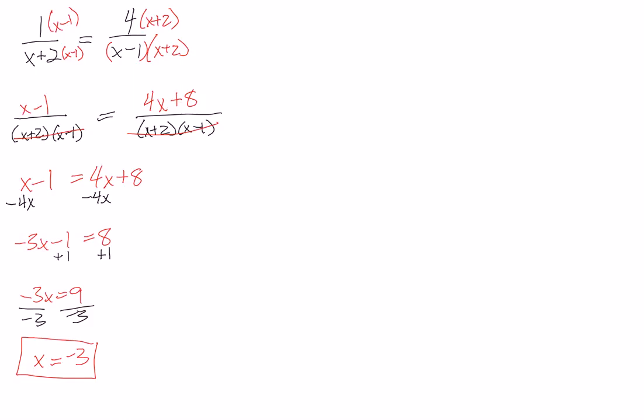Okay, so this is the kind of question especially where you want to check your answer. So if we go back to the original question, our non-permissible values, we couldn't have a negative 2, and we couldn't have a positive 1. So as long as our answer isn't one of those two, we're good. So in this case, minus 3 is different than those, so we're good. That is our correct answer.